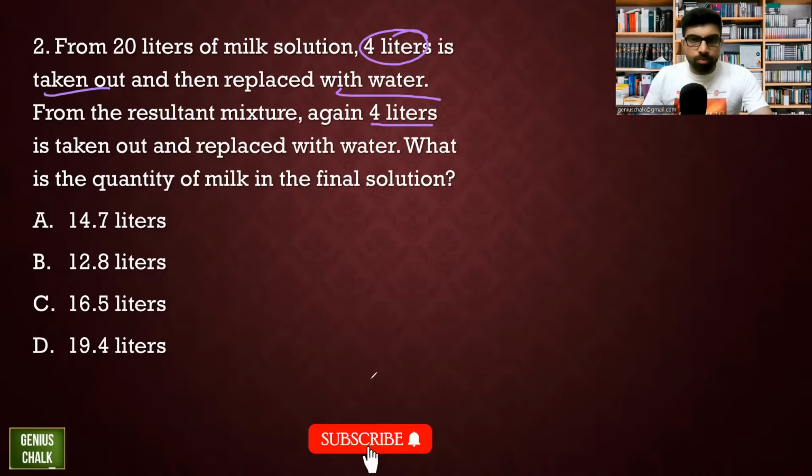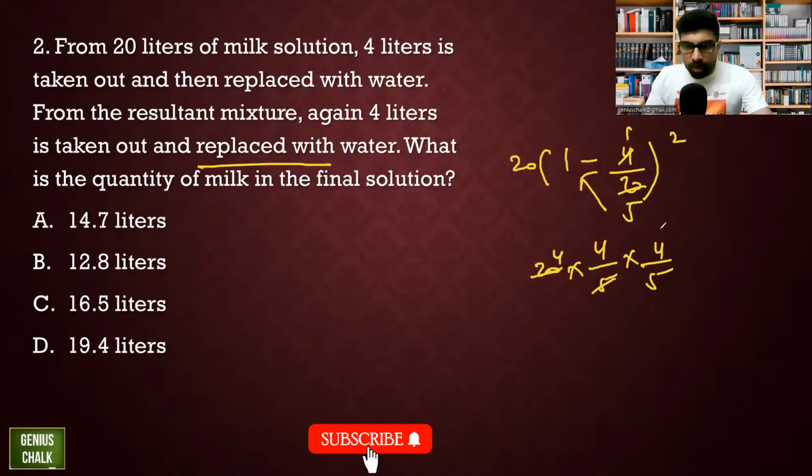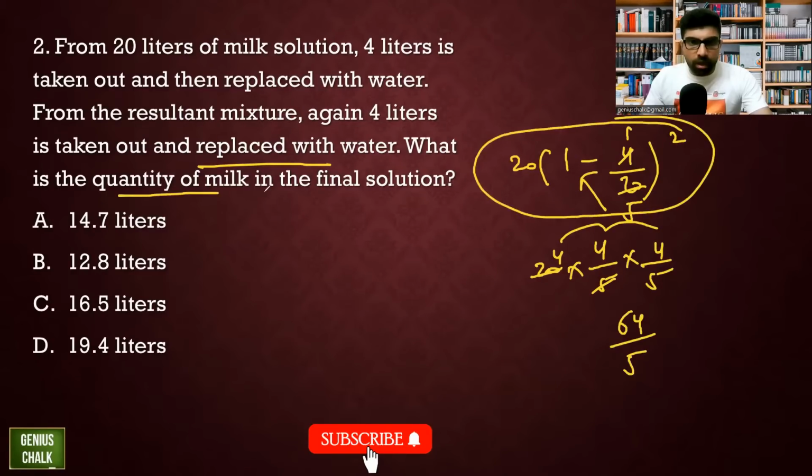Okay, so as per the first method, total pure liquid is 20. 1 minus 4 by 20, and this operation is happening twice, so it will be squared, so 1 by 5. So 5 minus 1, that is 4 by 5. So 4 by 5 into 4 by 5 into 20. 5 4s are 20. 64 by 5. This is the amount of pure liquid left, and this is what is asked. So 64 by 5, it will be 12.8. So that is option B.